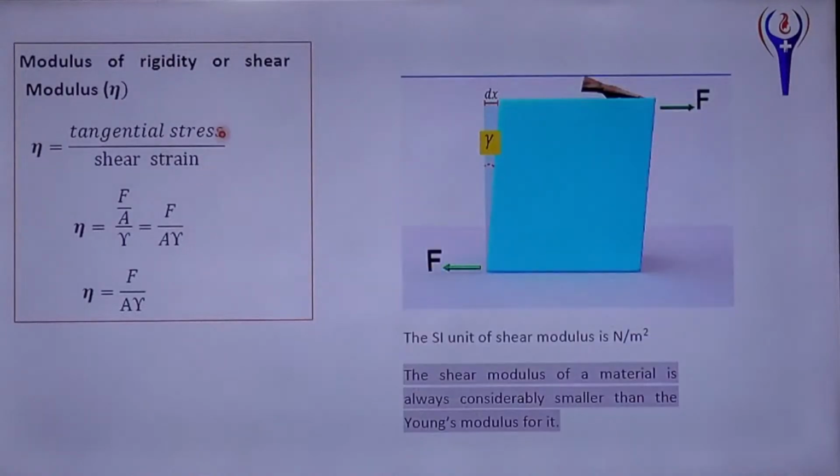Rigidity modulus, tangential stress by shearing strain. Tangential means force acting along the surface. So there will be a change in the theta value. Based on that we will derive it. That is the rigidity modulus or shearing modulus.